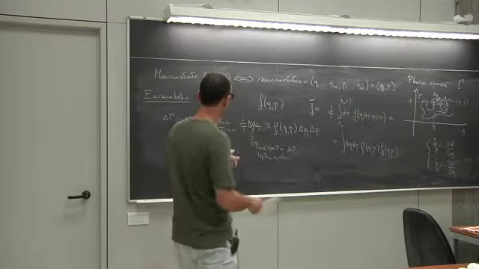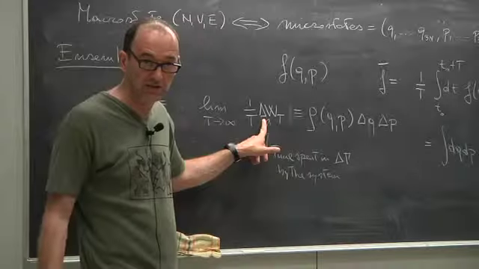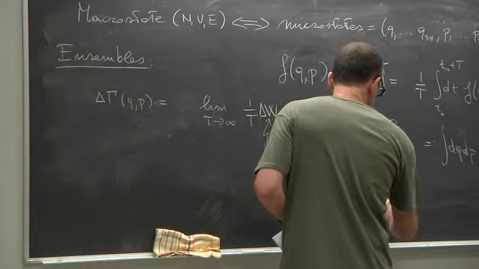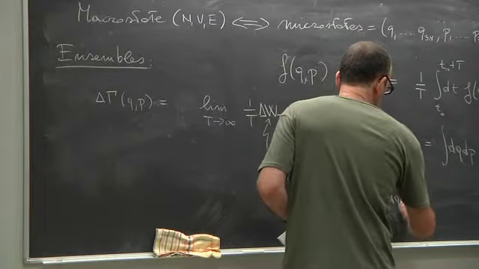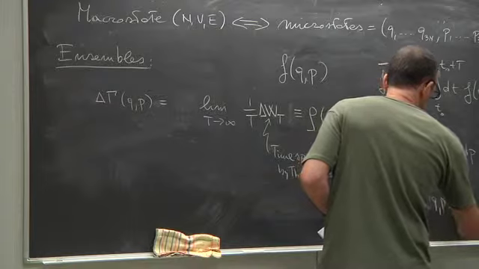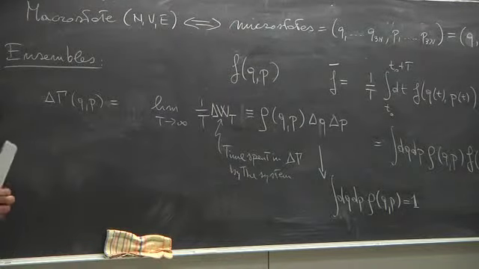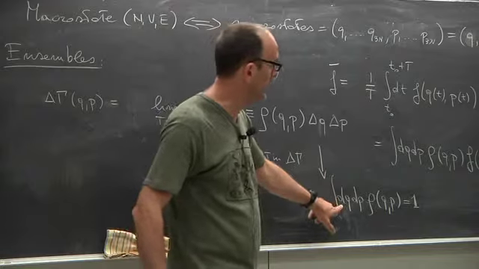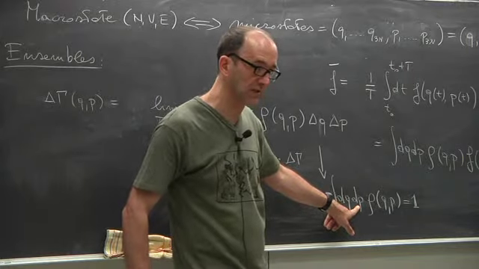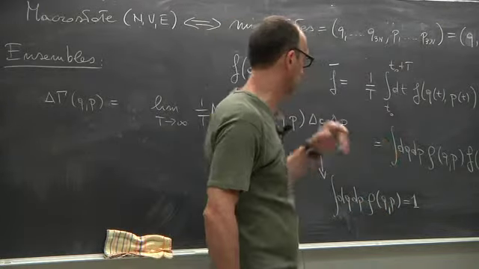Yes, this will be normalized, right? Because the total time spent in all the phase space will be equal to t. So as you rightly point out, this should have the property that the integral on all the phase space of rho of q and p should be equal to 1. This is the integral over all the phase space, so this is a 3n-dimensional integral and another 3n-dimensional integral, right? And this is a function which depends on all these 6n coordinates.